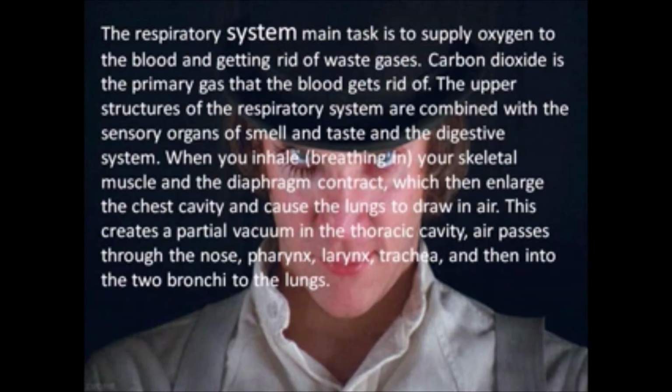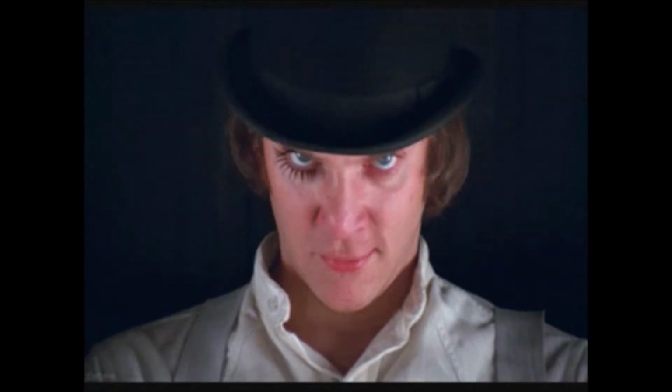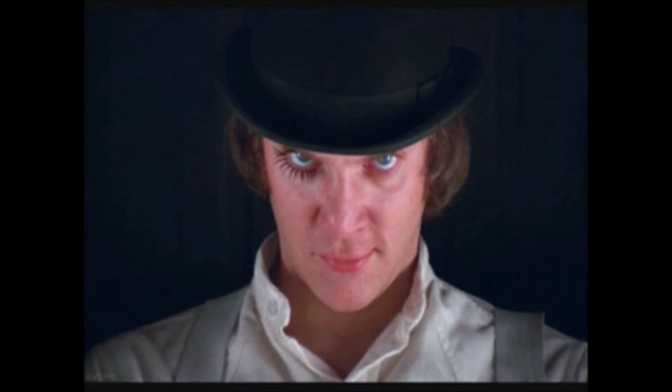The respiratory system's main task is to supply oxygen to the blood and get rid of waste gases. Carbon dioxide is the primary gas that the blood gets rid of. The upper structures of the respiratory system are combined with the sensory organs of smell and taste and the digestive system. When you inhale, that is breathing in, your skeletal muscle and the diaphragm contract, which enlarges the chest cavity and causes the lungs to draw in air.